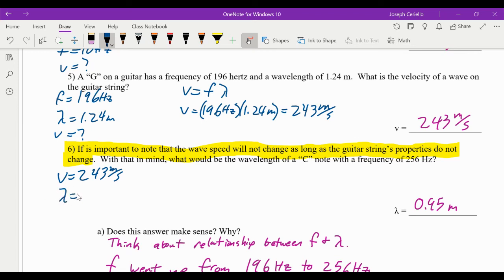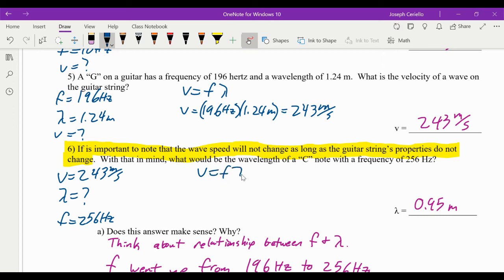We're looking for the wavelength, and we have a frequency of 256 hertz. Now, why don't you make a prediction for a second? You know that the frequency is going to be higher, right? So if the frequency went up from 196 to 256, what's going to happen to the wavelength? It's going to get bigger or smaller, right? Think about the relationship between wavelength and frequency.